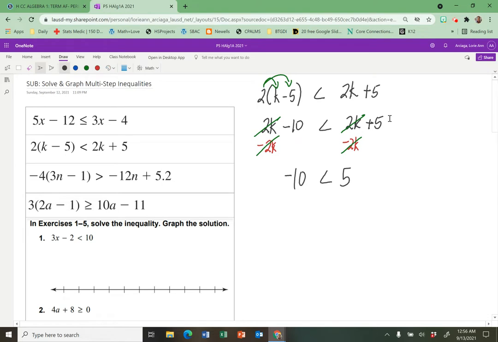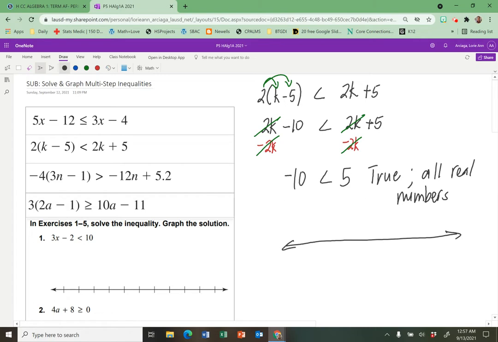Well, negative 10 is less than 5 is true all the time, right? Because negative 10 is to the left of 0 and 5 is to the right of 0. So if you come up with an inequality that's true, then this means all real numbers are possible solutions. All real numbers are possible solutions. So that means whatever the value of the variable is, whether it is 0, negative 1, or positive 1, we can't write all the possibilities. But we're going to shade the entire number line.